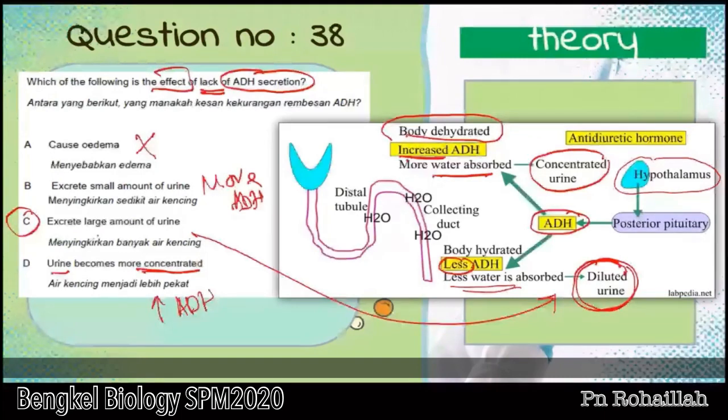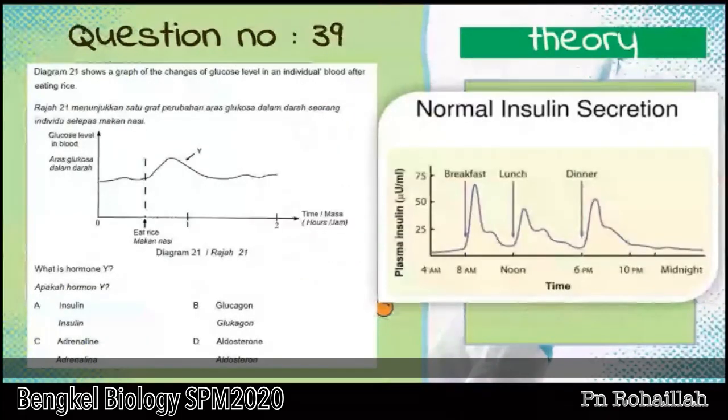Okay, diagram show a graph of changes of glucose level in the individual blood after eating rice. So, what is the hormone Y? So, you eat rice. Rice contain carbohydrate. The end product of carbohydrate is glucose. So, of course, the glucose will spike. Dia akan tinggi. And then there is the hormone Y, help to lower down the glucose. So what is Y? Y is insulin. Okay. Next.